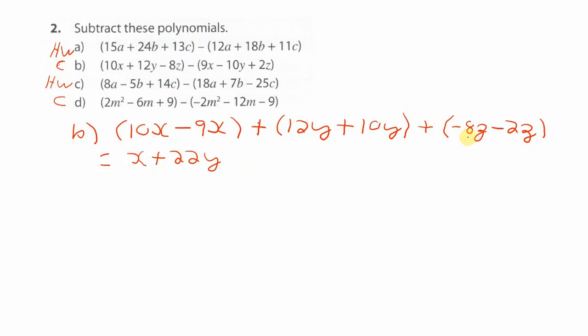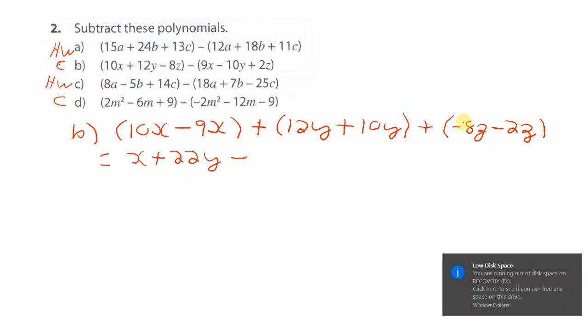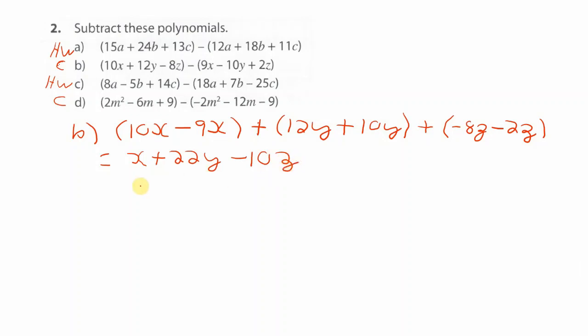Finally, we look at the z's. We owe 8 z's. We owe another 2 z's. Therefore, we owe the sum of 8 and 2, which is 10. So we owe 10 z's. So this is the most simplified form because we now have unlike terms. So x is not the same as a y, is not the same as a z. We cannot add them together. We can only add like terms, not unlike terms.